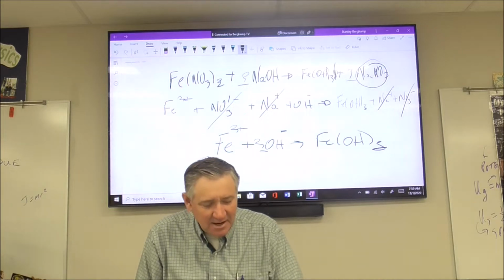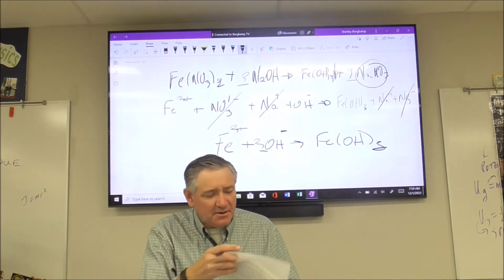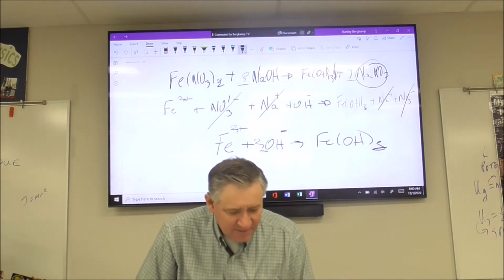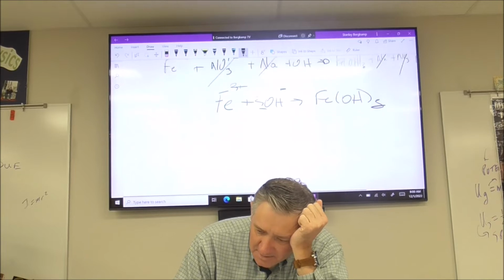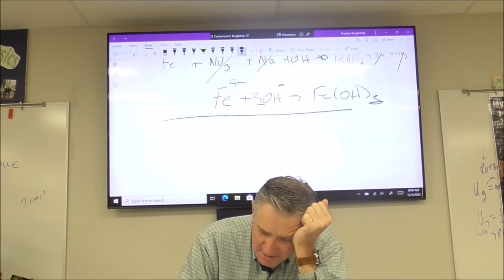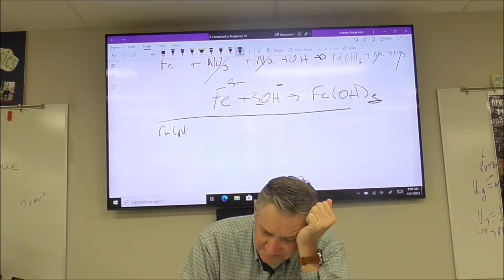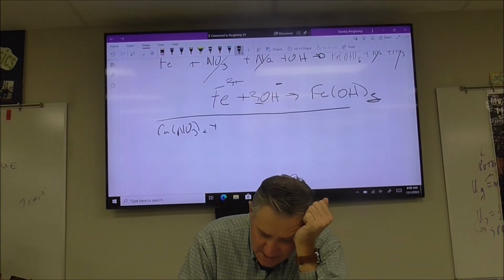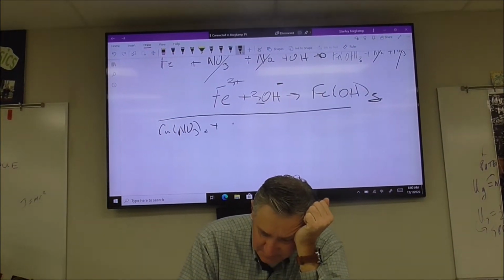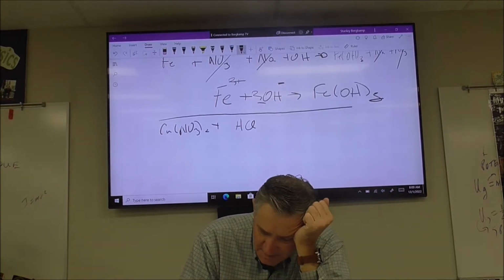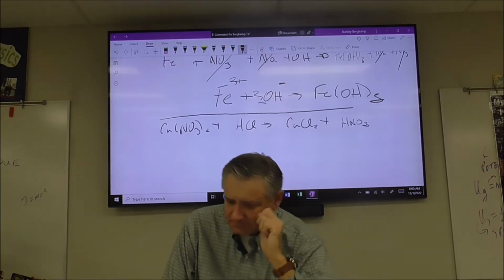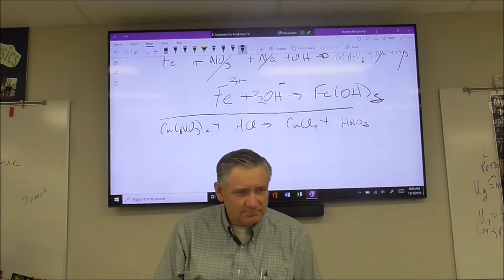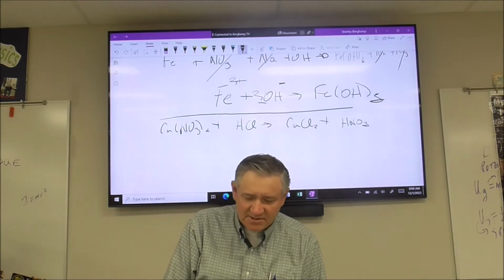Okay. Now, let's talk about, for example, number 7, on that back side. So in number 7, here's the deal. You had copper nitrate and hydrochloric acid. And out of that, you're going to get copper chloride and HNO3. Okay? HNO3 is nitric acid. In case you forgot, HNO3 is nitric acid.